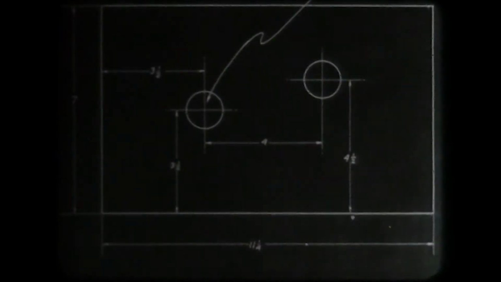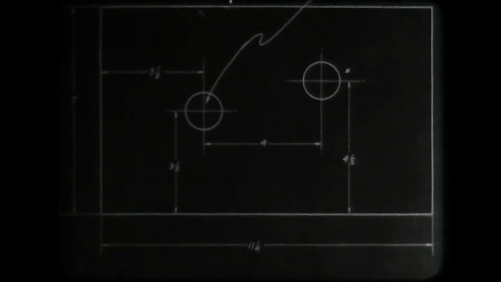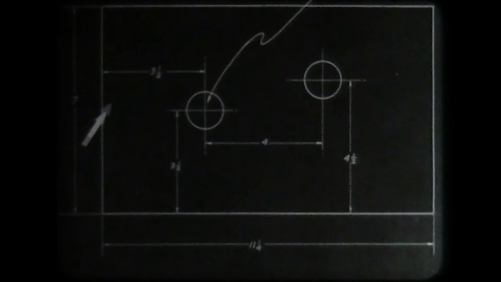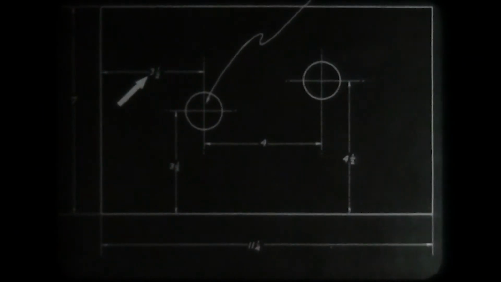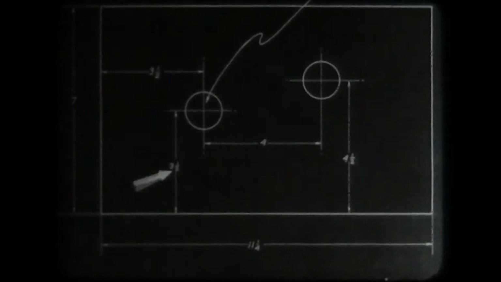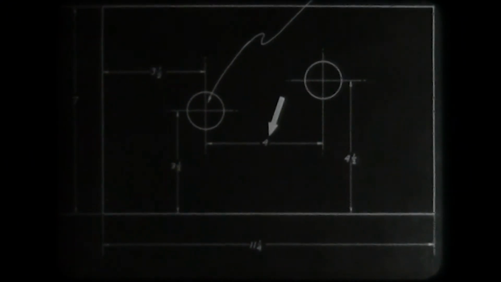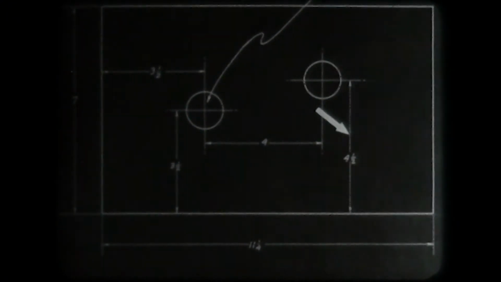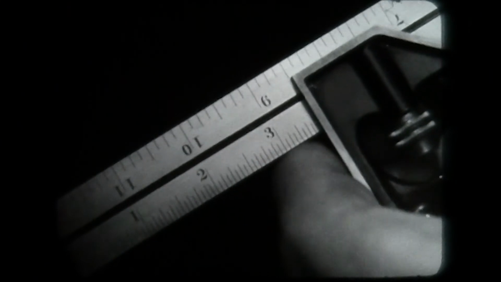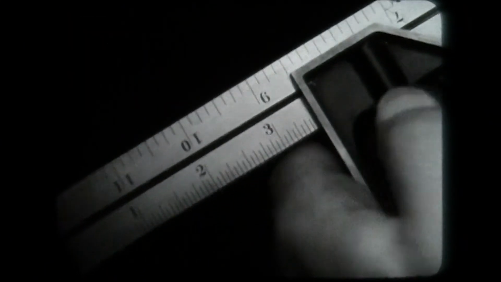A drawing shows a plate in which 2 holes are to be drilled. One hole is to be 3½ inches from one edge and 3½ inches from the other edge. The second hole is to be 4 inches from the first hole and 4½ inches from the edge. The rule is set for the center lines for the first hole, 3½ inches from the edge as specified by the drawing.